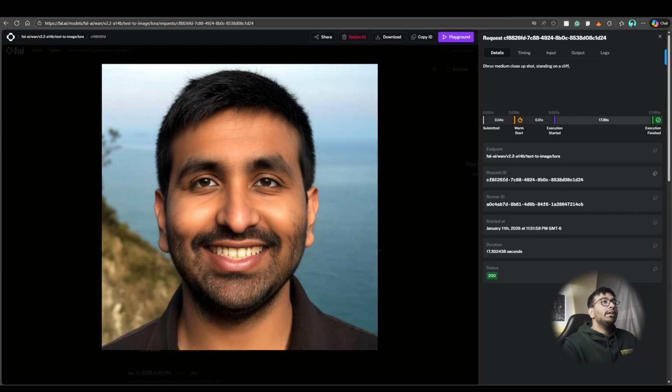So this is a medium shot of Dhruv standing on a cliff. Again, it got my face proportions wrong, but it got my features really right. It got how my teeth look, it got how my eyes look. Eyes in the initial period were looking really bad. Not on this, but when I was in the Stable Diffusion era, the eyes looked so weird. It was so hard to correct the eyes.